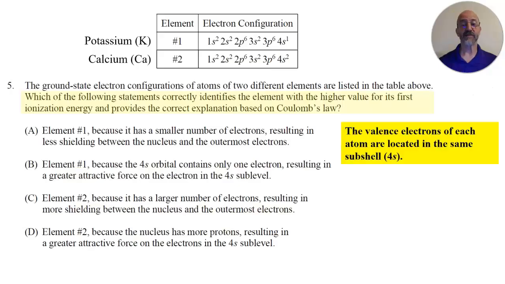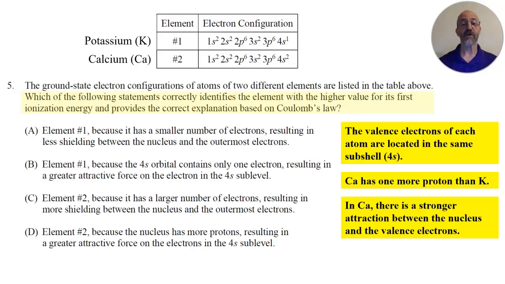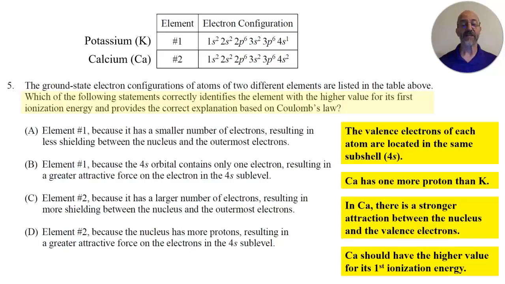The valence electrons of each atom are located in the same subshell, which happens to be 4s. Calcium has 20 protons, whereas potassium has only 19. In calcium, there is a stronger attraction between the nucleus and the valence electrons. So that's why it should require more energy to remove that electron from calcium as compared to potassium. So we're looking for, of the four choices, something that identifies element number 2, calcium, as the one with the higher value for the first ionization energy.